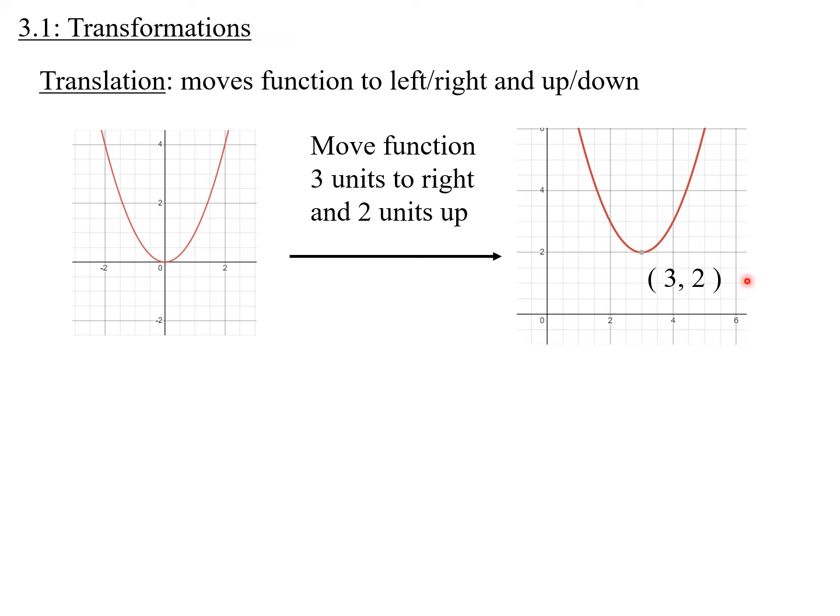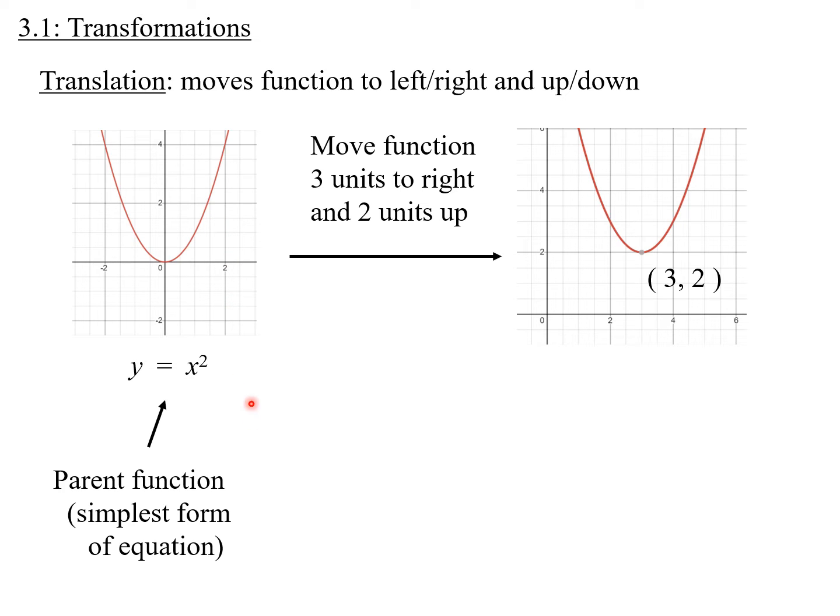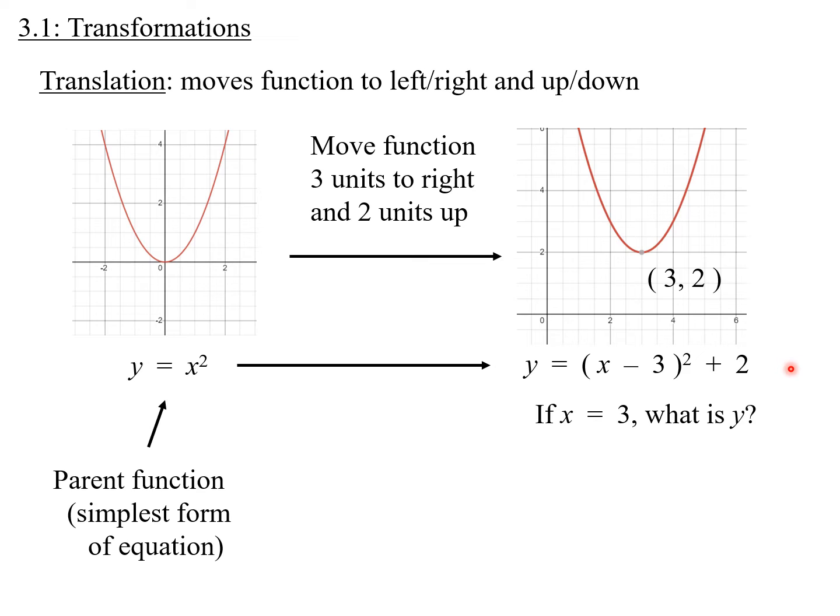Now talking about an equation, the equation of this is y equals x squared. This is called a parent function because it's the simplest form. And the translated function will look like this. To verify that, let's plug in 3 for x and find out what y is. What it should be is, if x is 3, y should be 2.